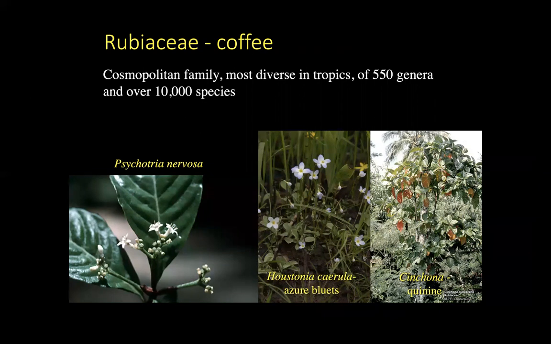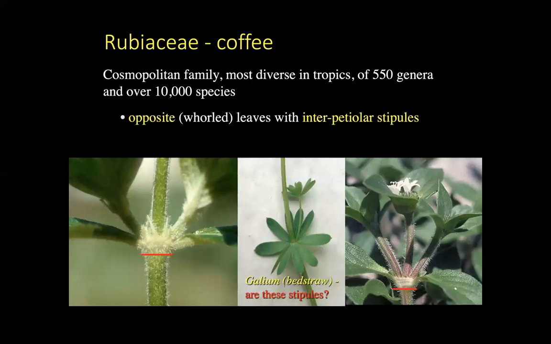Cinchona, quinine, very important. Lots of different things. You've got trees, shrubs, lianas, herbs. Pretty much everything exists in the Rubiaceae, as well as lots of drugs. Okay, the key feature, this is a really good plant family to learn vegetatively. It's another one with opposite leaves.